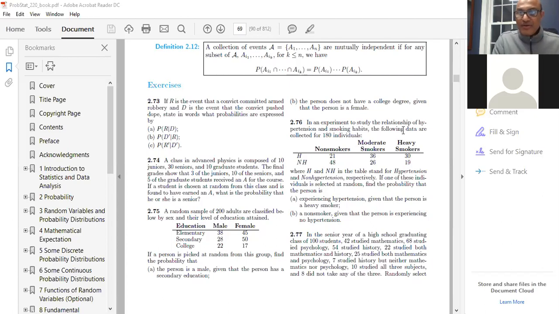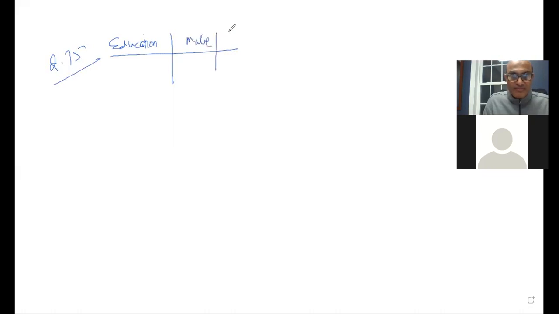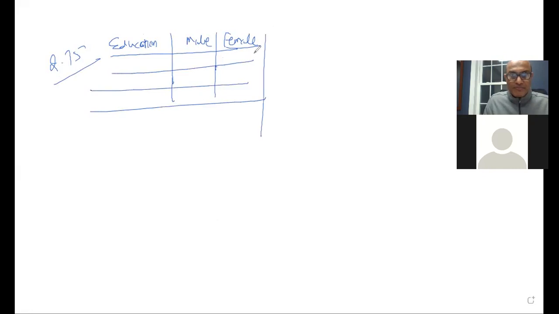Let me just stop sharing the book and let me again go back and start my whiteboard. So I can write something like this. Example number 2.75. Tabular form says that education, male, female, here you have elementary, secondary, college.